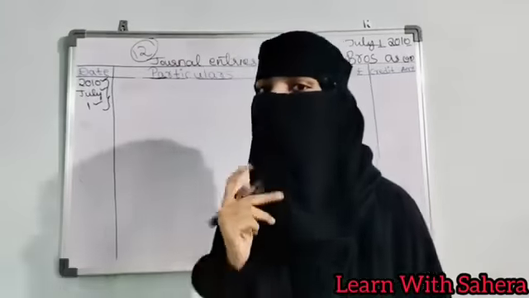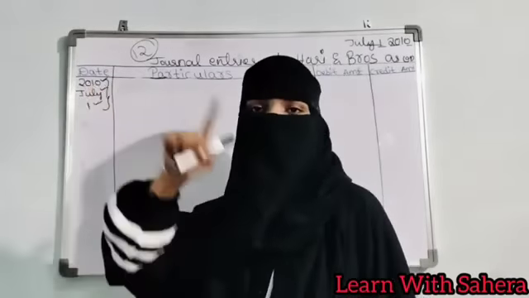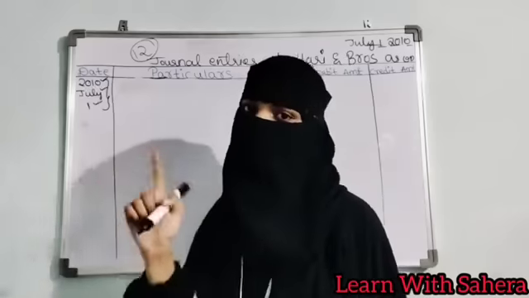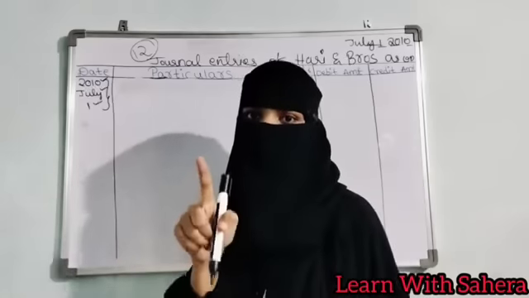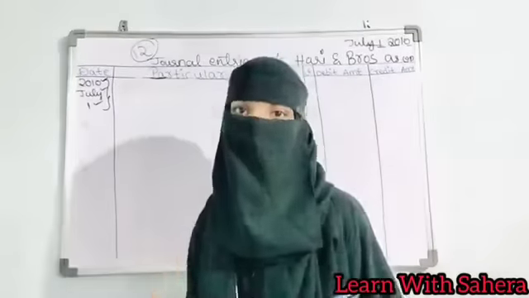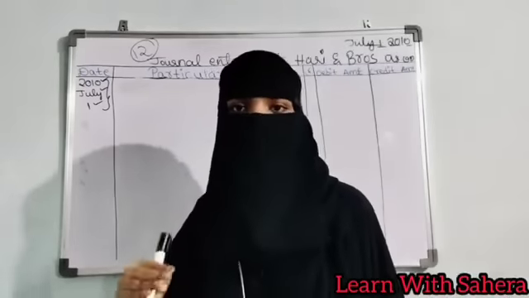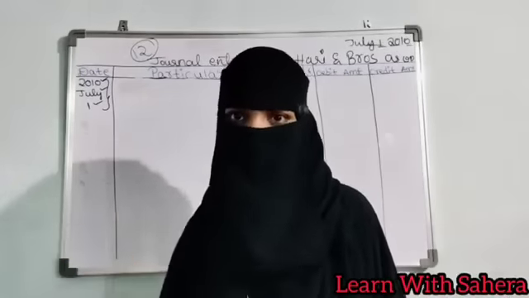So, children, here 2 transactions have been done on the same date, July 1, 2010. First, we will go with transaction 1, then transaction 2. What is the first transaction, children? Business started with cash 2 lakhs. Here, Hari and brothers have started a business by investing 2 lakhs into the business.